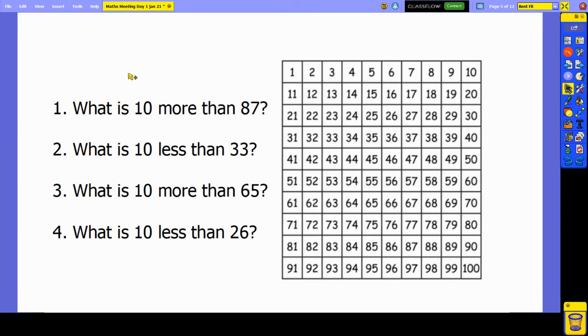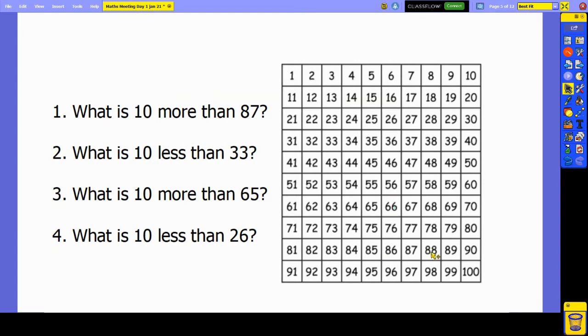Brilliant work, guys. So let's have a look. What is 10 more than 87? So I need to find 87 on my 100 grid. Here is my 87. So I'm doing 10 more than 87. So I don't need to count individually. I can just jump down in the same column to 97. So 10 more than 87 is 97.